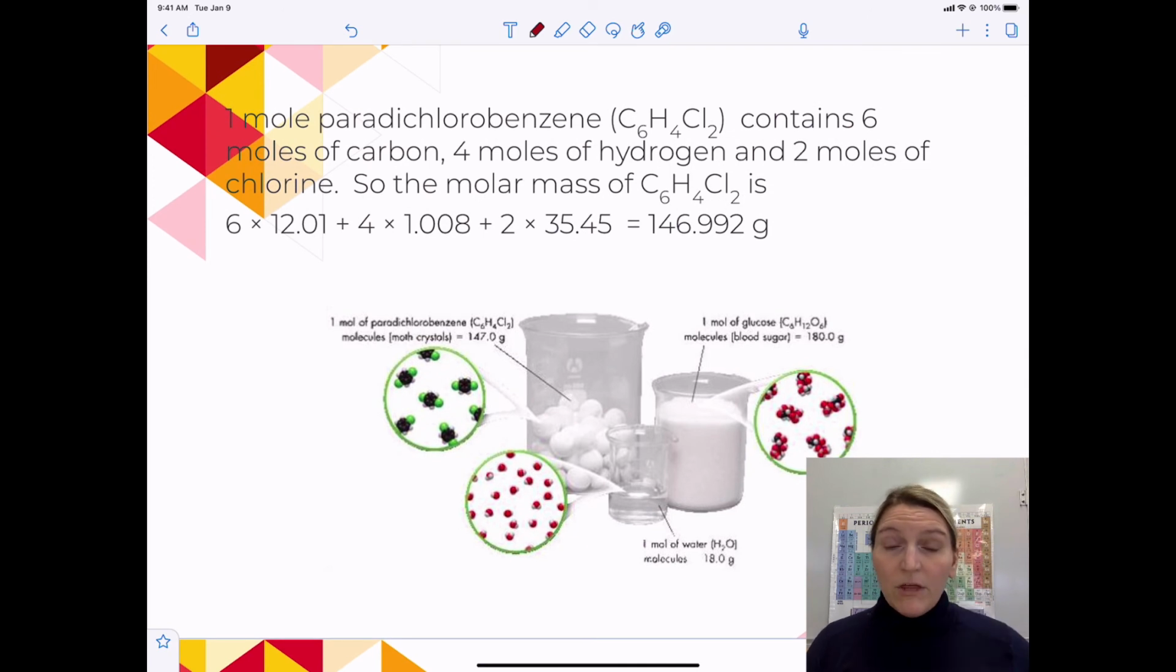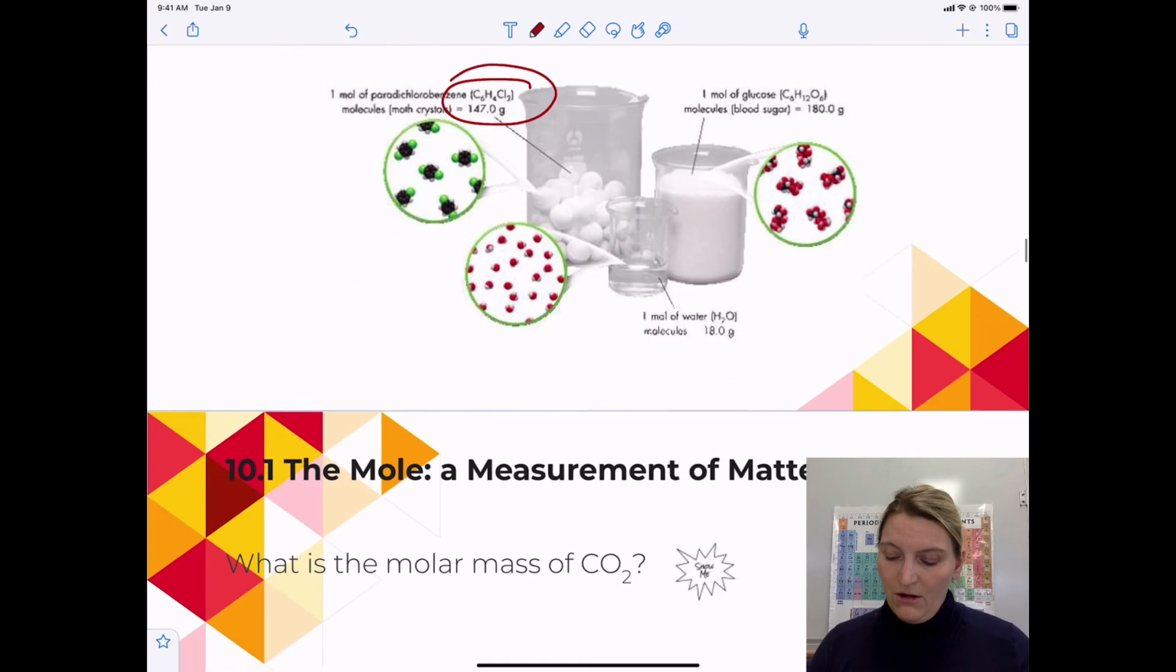Here's another example with a compound called paradichlorobenzene. Paradichlorobenzene is 6 carbon atoms, 4 hydrogen atoms, and 2 chlorine atoms. So if we add up the 2 moles of chlorine, the 4 moles of hydrogen, and the 6 moles of carbon, we'll get the molar mass for that. And just as a reminder, this is a giant amount of moles, right? 6.022 times 10 to the 23rd, 1 mole is that many molecules of paradichlorobenzene. Paradichlorobenzene is the active ingredient in mothballs. It's actually not that much of that compound.